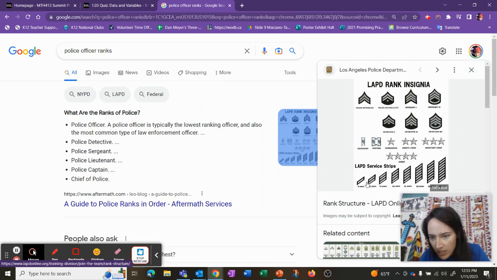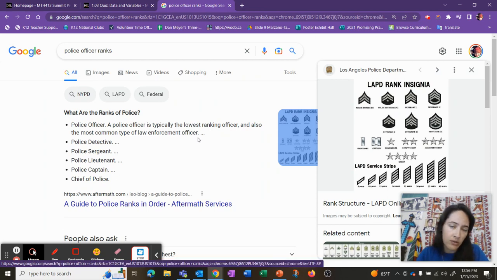Oh, look, there's even stripes. That's cool. So a police officer has different ranks right here: Sergeant 1, Sergeant 2, Detective 1, Detective 2, Detective 3. So this would be ordinal, and it's because there's an implied ranking system in these categories.